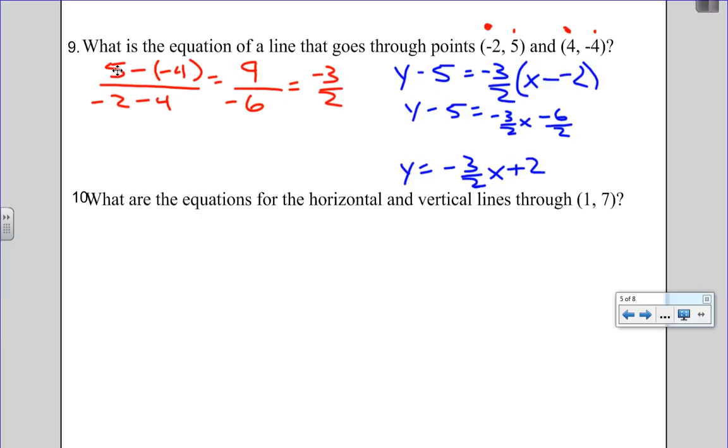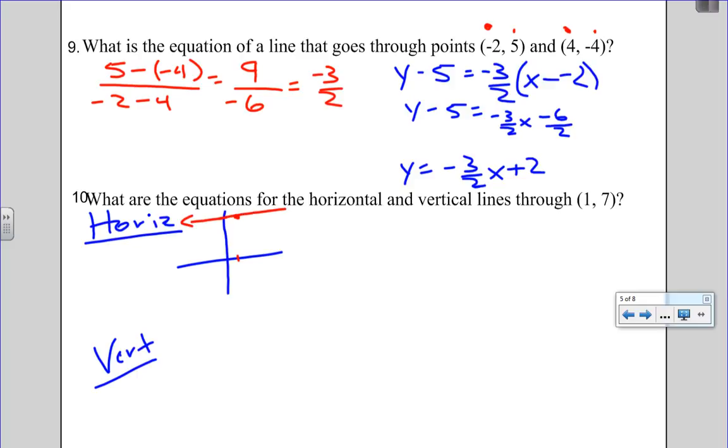Alright, horizontal and vertical lines. This is a little tricky, but the math is super simple. Horizontal, vertical. So if you're having trouble seeing this, the point 1, 7 is right here. What is the horizontal line going through that point? Well, what's our y value always? Our y value is always 7.